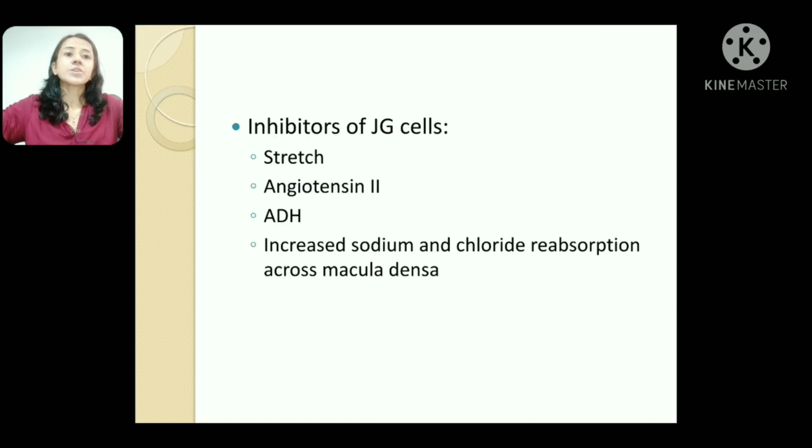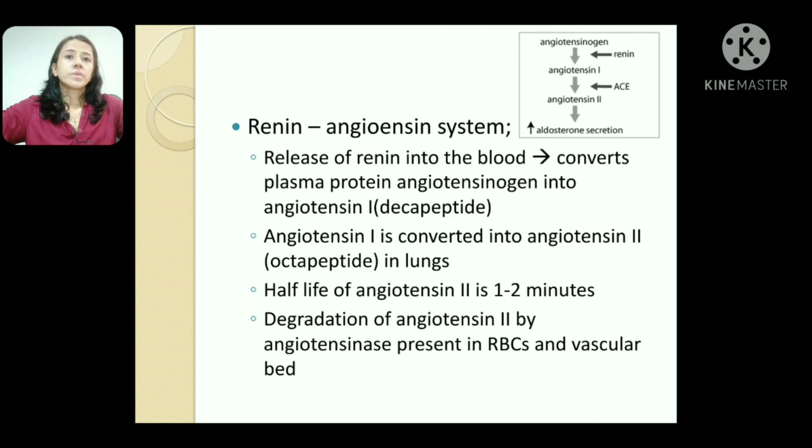Next is inhibition of juxtaglomerular cells and renin secretion. That is because of stretch. As we have discussed, JG cells are baroreceptors, so stretching inhibits renin secretion. Angiotensin II feedback inhibits renin secretion. ADH, vasopressin, also inhibits renin secretion, and an increase in sodium chloride reabsorption across the macula densa cells also inhibits JG cells.